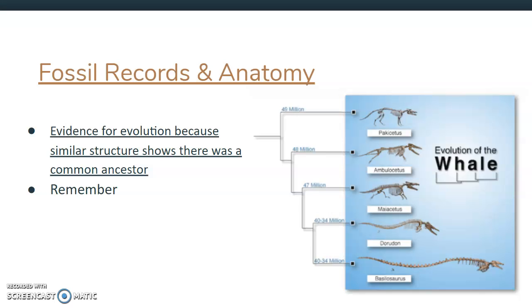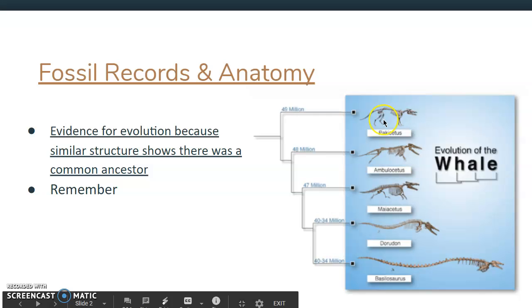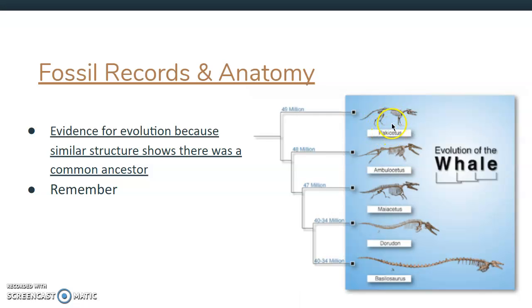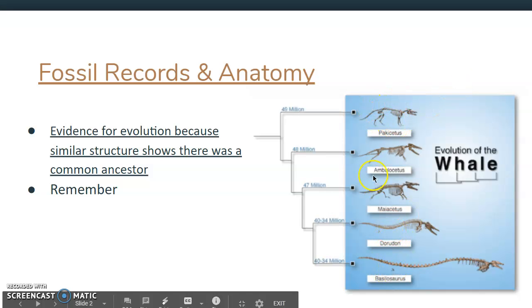We can look at this evolution of a whale and notice that there are legs on this pachytus, and as it evolves, it loses the length of its legs and becomes much longer. We can still see its legs all the way through. This is the vestigial structure that we talked about when we were talking about anatomy. It still has its two legs, but now it looks more like a whale skeleton than it did way back when.